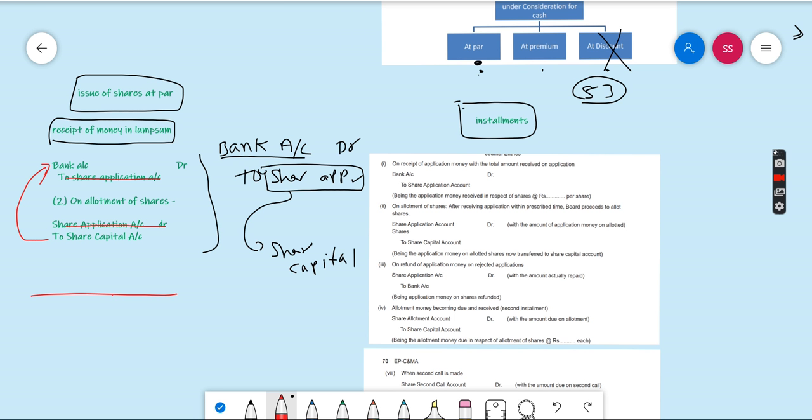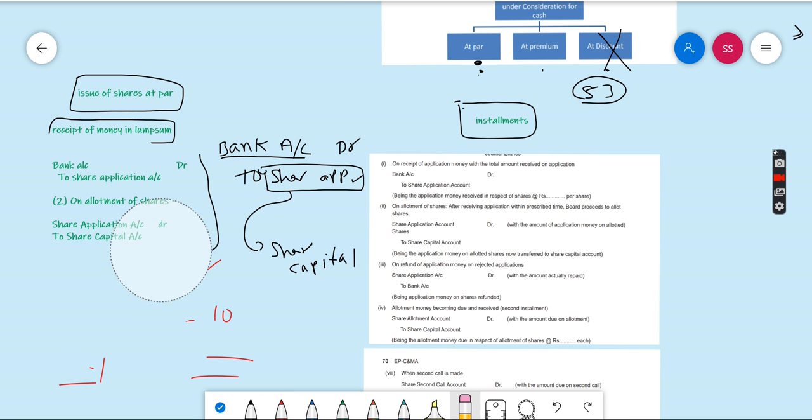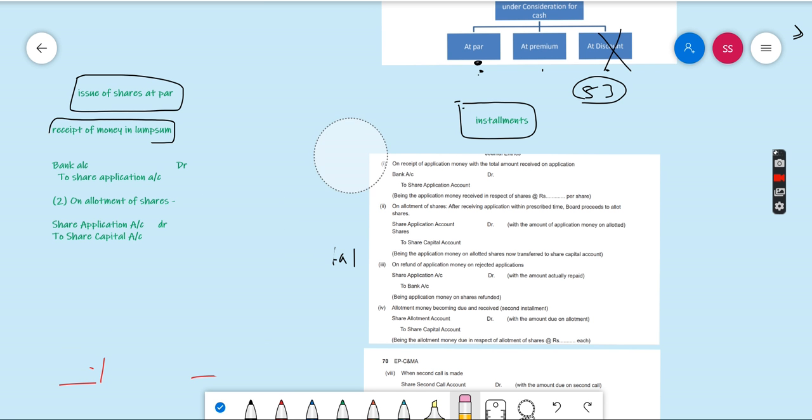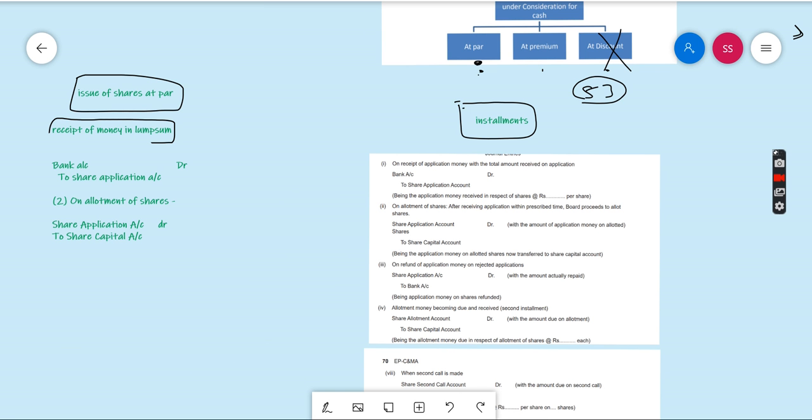So in the balance sheet, bank is what? Asset. Bank account, let's just say you are receiving 10 rupees, and then share capital will also be 10 rupees. Both are equal. So this is our main objective, right? So these are the general entries: bank account debit to share application account, and then share application account debit to share capital account.